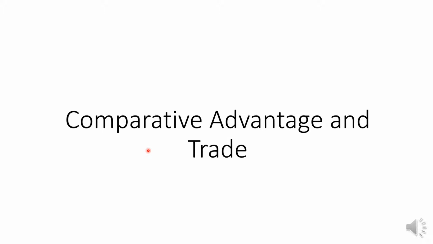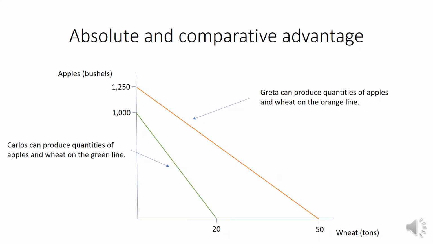In this video, I'm going to go through the logic of the first economic model that we have seen in class, and that's the model of comparative advantage, specialization, and trade. So here we have a simple diagram where we're imagining that there are two people, Carlos and Greta, who are farmers.